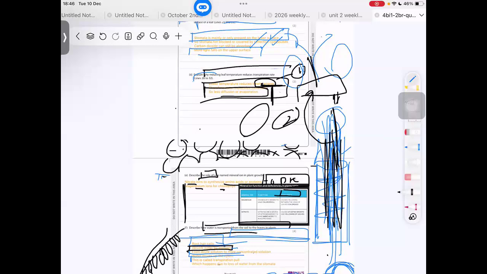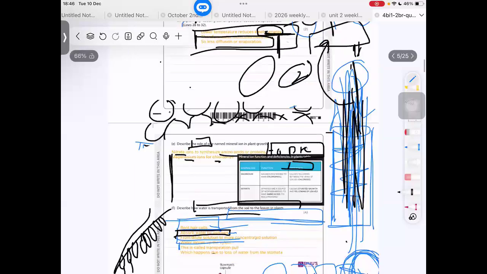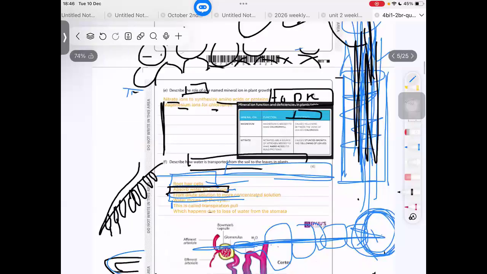We call that pull the transpiration pull, right? So water moves up the xylem due to a force called the transpiration pull. Miss, can we also say it's transpiration stream? Yeah, transpiration stream also, no issues, right? Transpiration pull or transpiration stream.